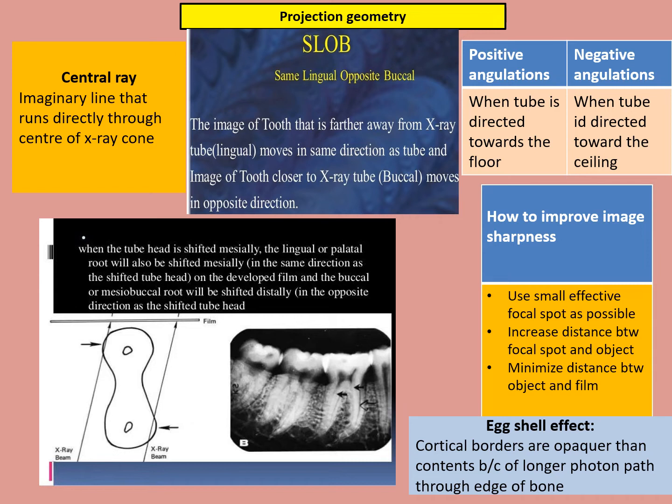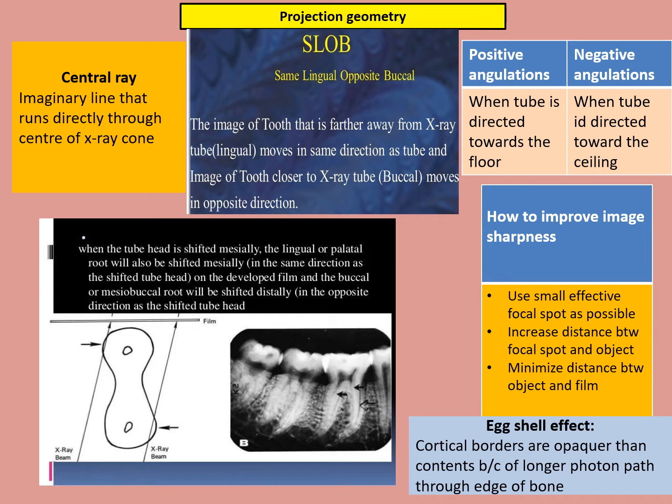Now you can see here the central ray, that's the imaginary line that runs directly through the cone. The SLOB rule we already know: same lingual, opposite buccal. So when you shift the X-ray cone mesially or distally, if the canal also appears to shift in the same direction, that means it is present lingual. But if you shift the X-ray cone mesially or distally, and the canal appears to shift in the opposite direction, that means it is present buccal.